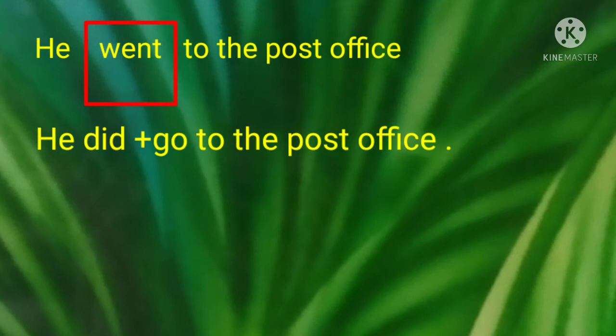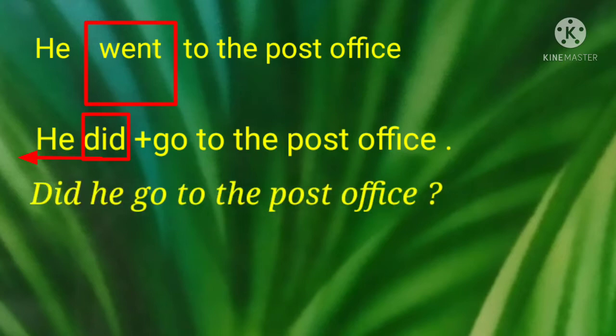First, change it into a yes or no question. See whether there is any auxiliary verb there. You don't find any auxiliary verb, so you have to take the main verb, split it into two parts. Then you get did plus go. Take the first word from there, put it before the subject, then you get the yes or no question. That is, did he go to the post office?